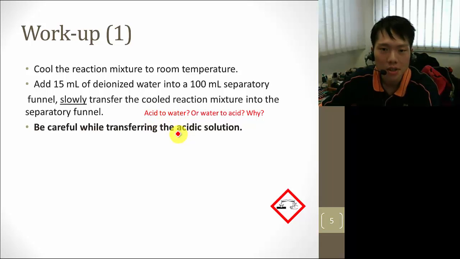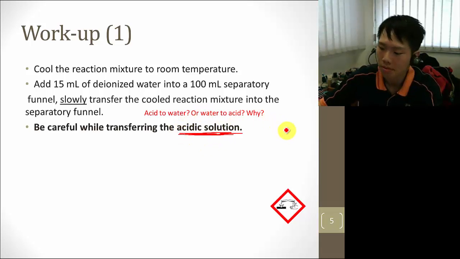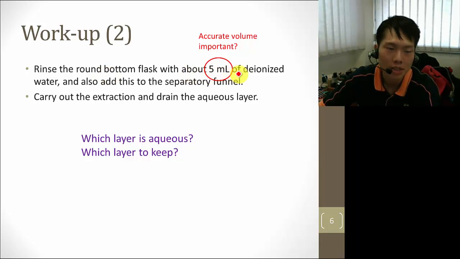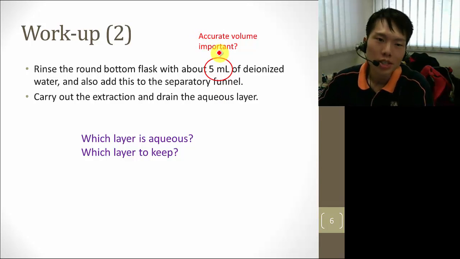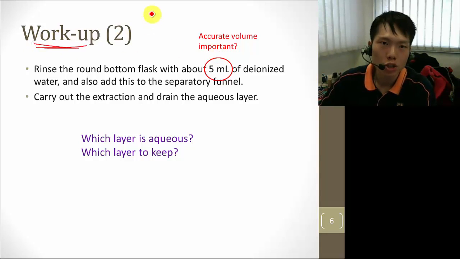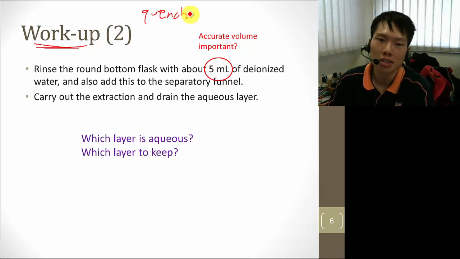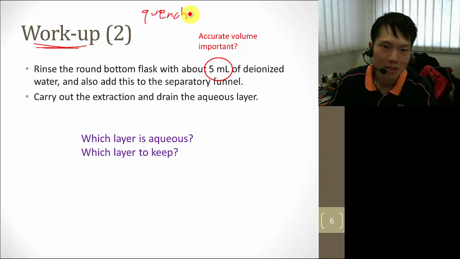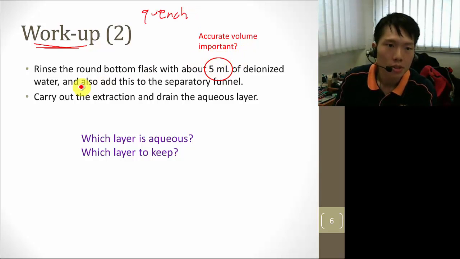So again, because you have excess acid used, it could be a bit corrosive and irritant. So be careful, wear gloves all the time. Do not allow any contact with your skin. Then you rinse the RBF with about 5 ml of DI water, okay, and add this to the separatory funnel. Now when I circle 5 ml here, does it mean that you have to measure exactly 5.0 ml using a measuring cylinder? No, this is what we call the workup, to quench the reaction. It's a quencher, so even if you have 4.5 ml or 6-7 ml is okay. It is alright, because it's not really a reactant here.